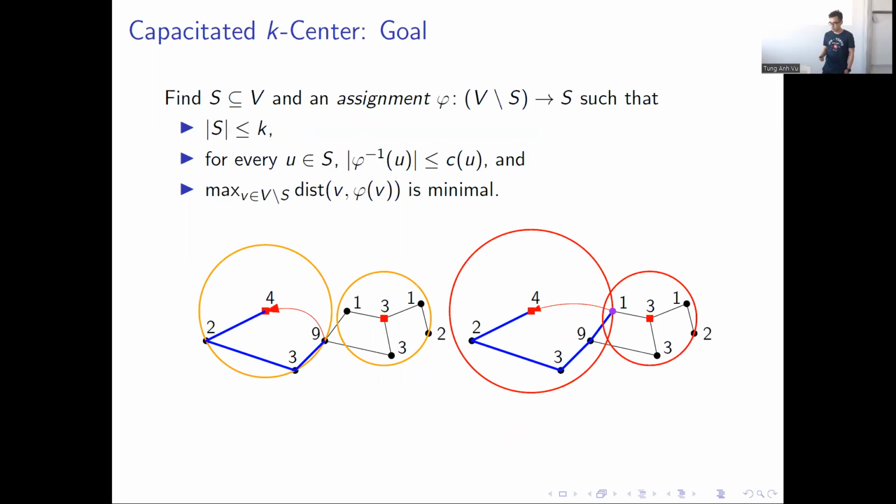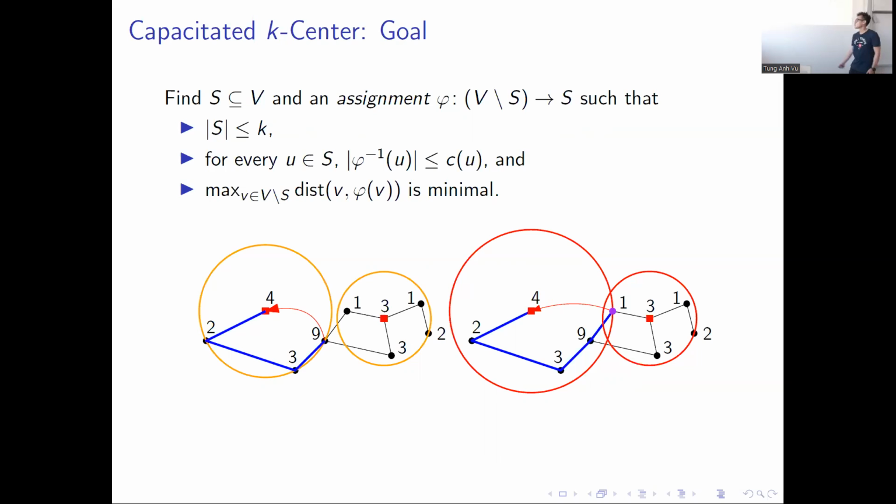And what is it that I'm doing? What I want to do is to find a subset S of vertices of size at most k, and find an assignment phi of all vertices that are outside of S to vertices inside of S, so that for every vertex inside of S, the number of vertices pointing to it by this assignment phi is at most its capacity. And I'm looking for an assignment of minimum distance between a vertex and whatever it is mapped to.